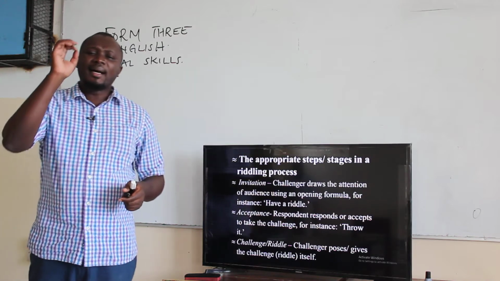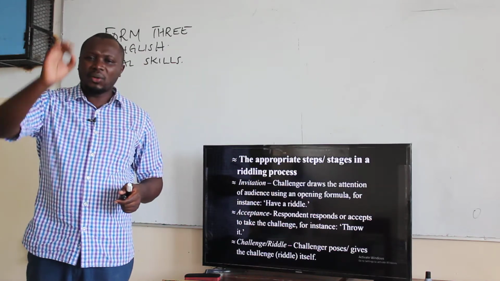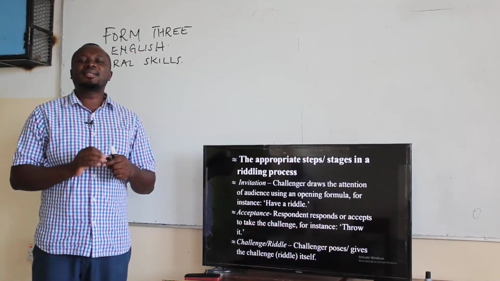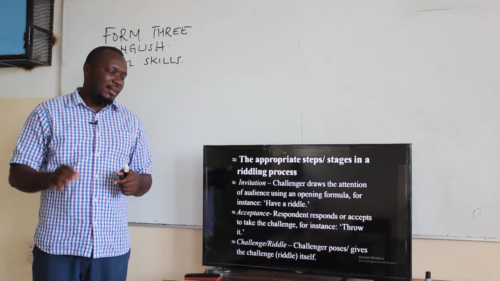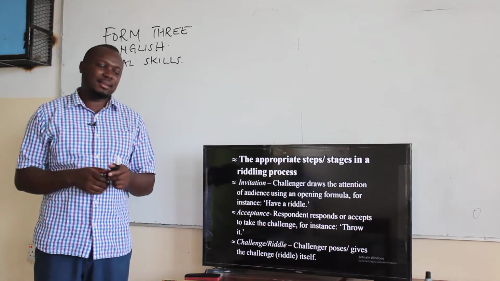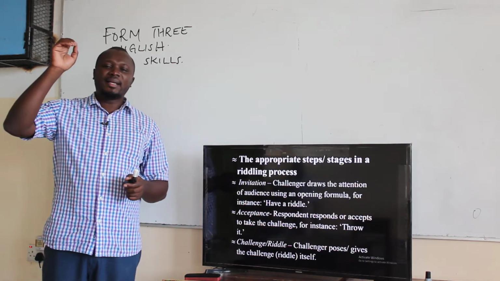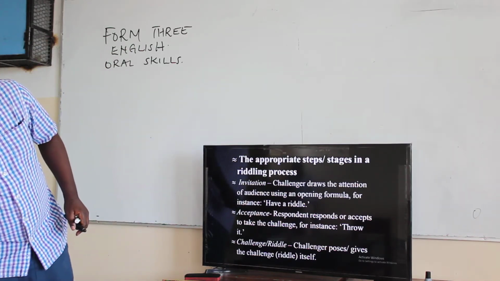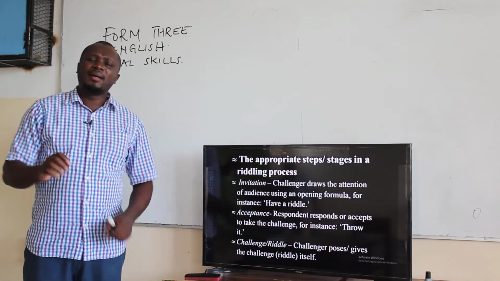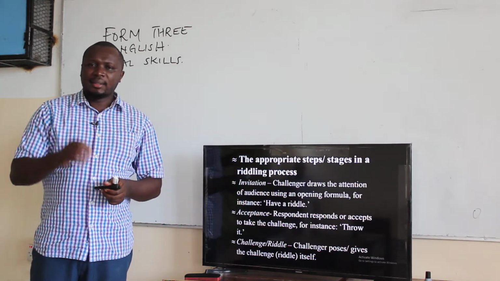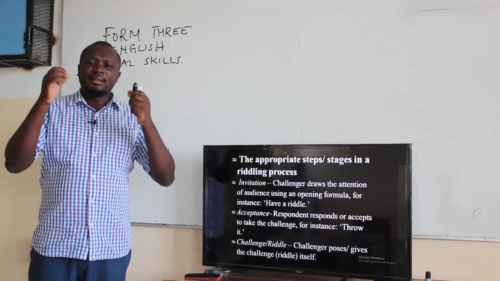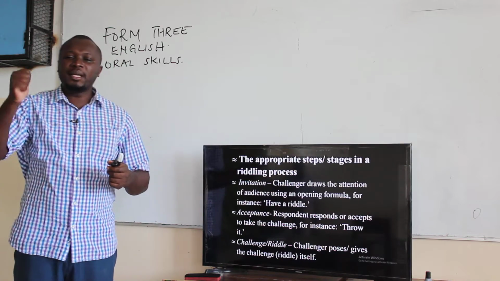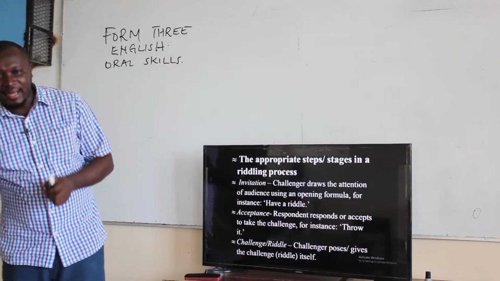So let's look at the appropriate steps or stages in the riddling process. This is something you just have to understand, the riddling process, because it will not carry less than 5 marks in an exam. We have what we call an invitation. 1. This way the challenger draws the attention of the audience using an opening formula. For instance, I have a riddle. He'll start with that. It draws the attention of the audience using an opening formula. For instance, I have a riddle.